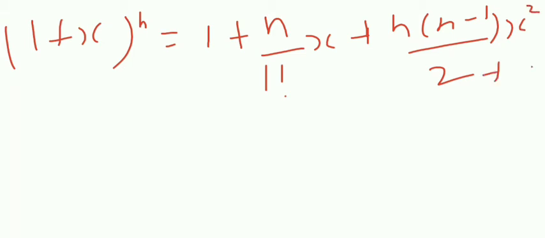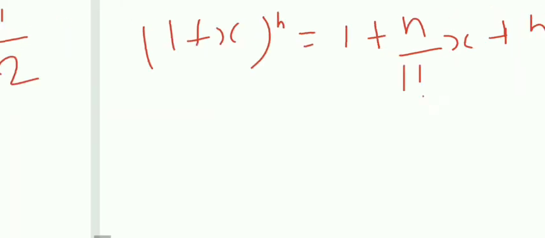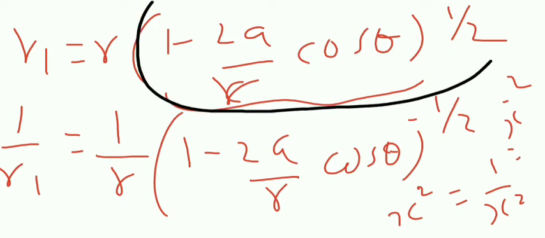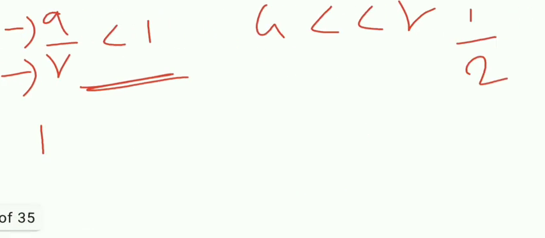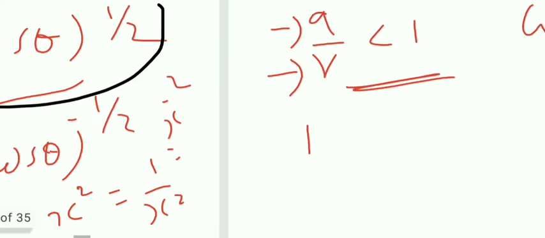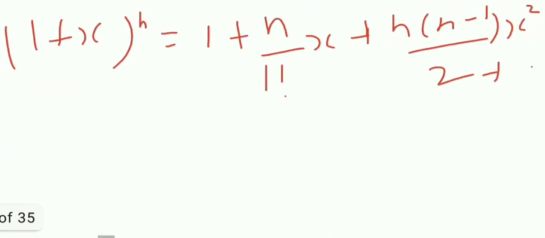So what do we have in our equation? We have this equation, right? This is 1 minus 2A by R cos theta. Because A by R is less than 1, we can apply the binomial theorem. So 1 minus 2A by R cos theta, whole power minus 1 by 2. Both are the same, right? So I apply the binomial theorem for this.